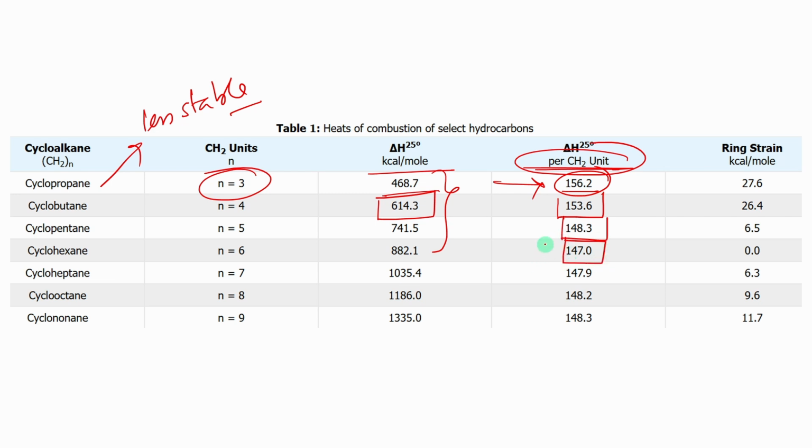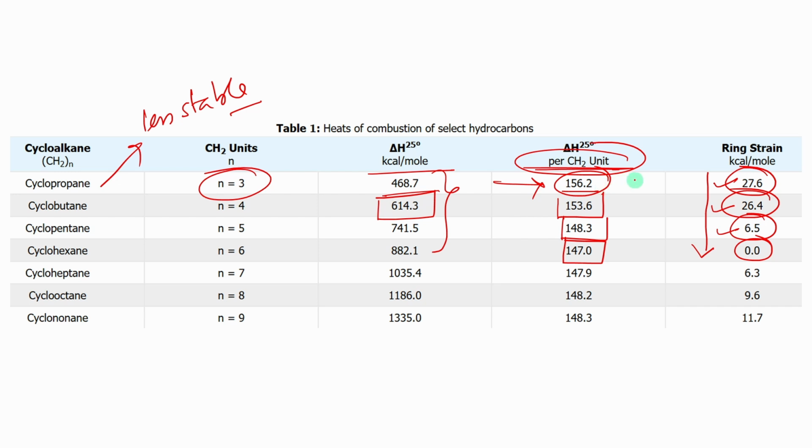Now, along with this, there is another data called ring strain. Cyclopropane's ring strain is very high, that's 27.6. Cyclobutane 26.4. Cyclopentane 6.5. So ring strain is reducing, and at cyclohexane it's 0. That's not the question of today's discussion. The ring strain is getting reduced from cyclopropane to cyclobutane to cyclopentane, and ring strain more means less stable. If less stable, then per CH2 unit, it will release more energy.